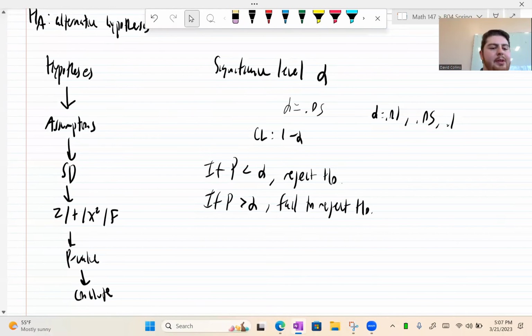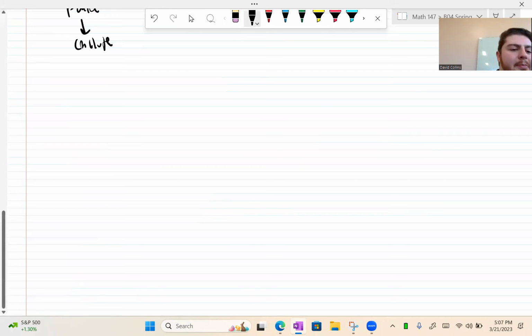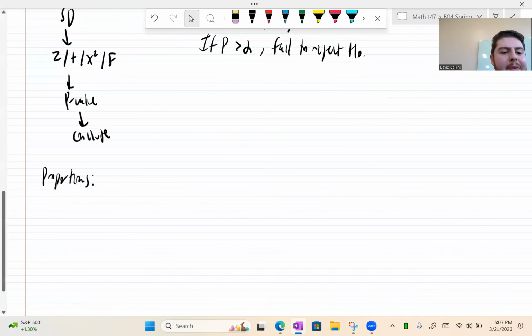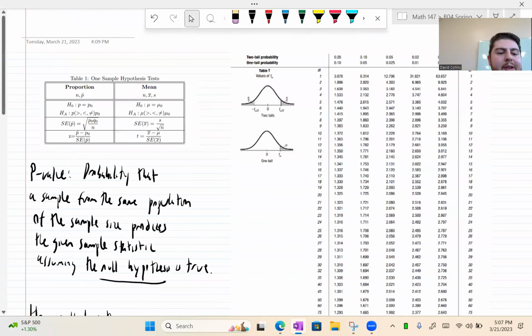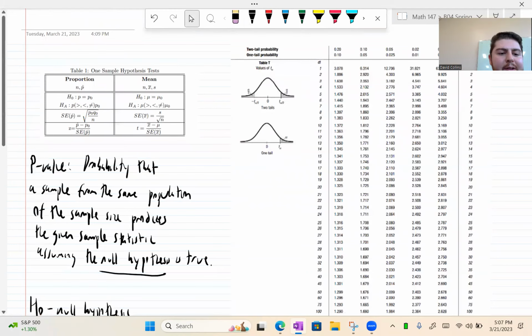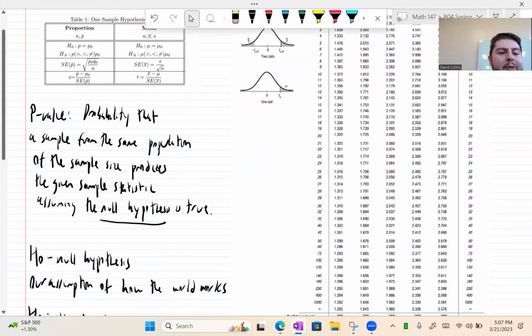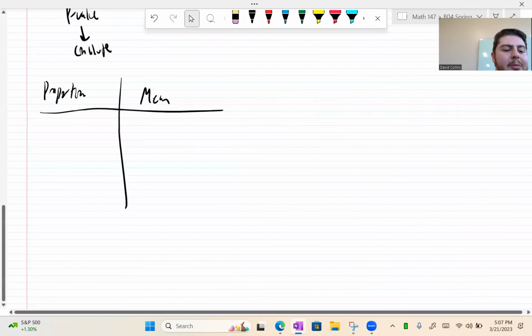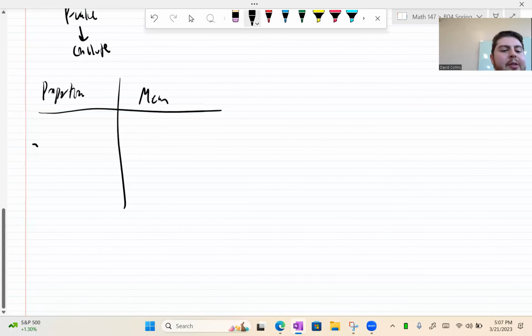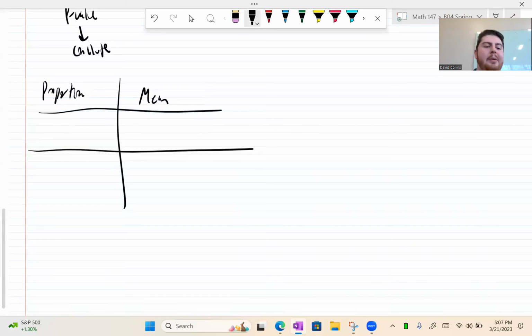So now let's go through this for proportions. I have the table. It's on the midterm 3 things. But I'm going to rewrite it so we can go through it step by step. And I'll do both at the same time. So the first step is you need to determine which test you're using. And you do that by looking at the parameters.